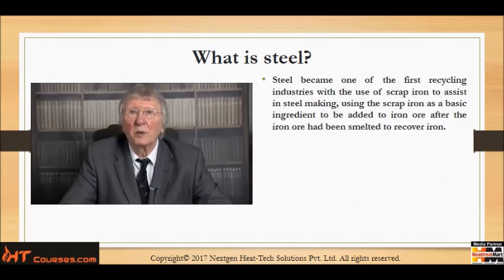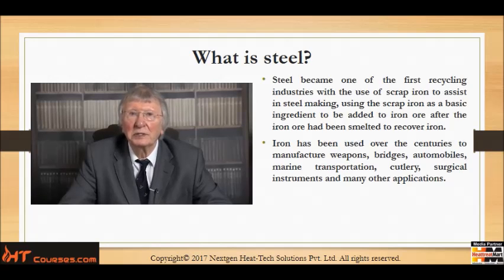Steel became one of the first recycling industries with the use of scrap iron to assist in steel making, using scrap iron as a basic ingredient to be added to the iron ore after the iron ore had been smelted to recover the iron.